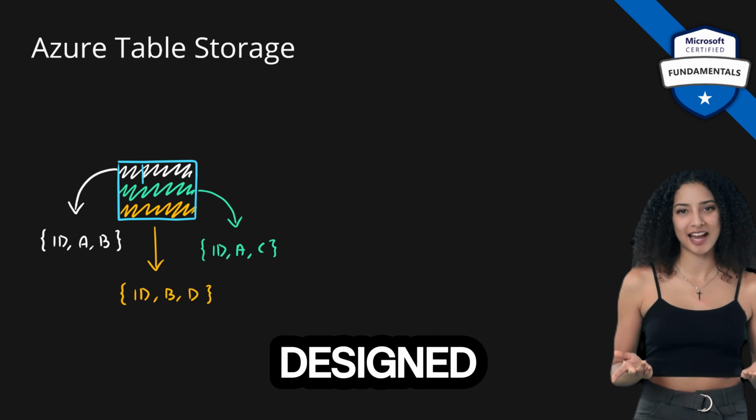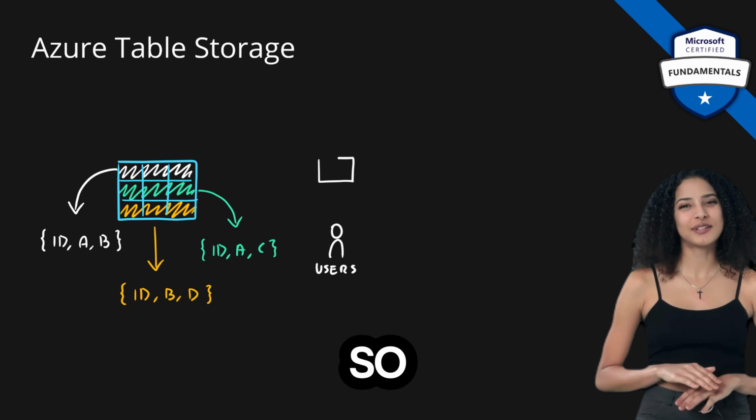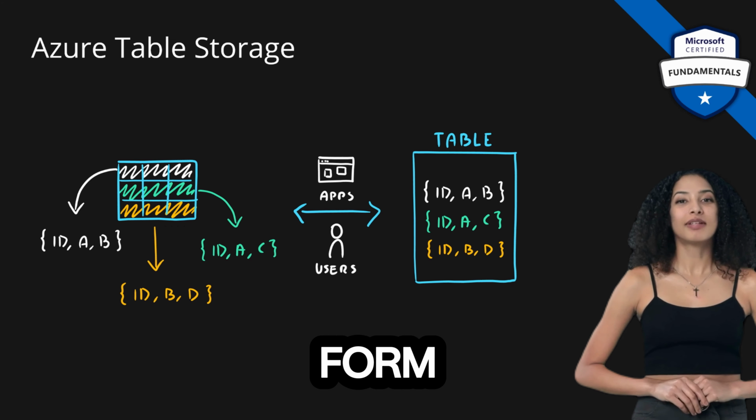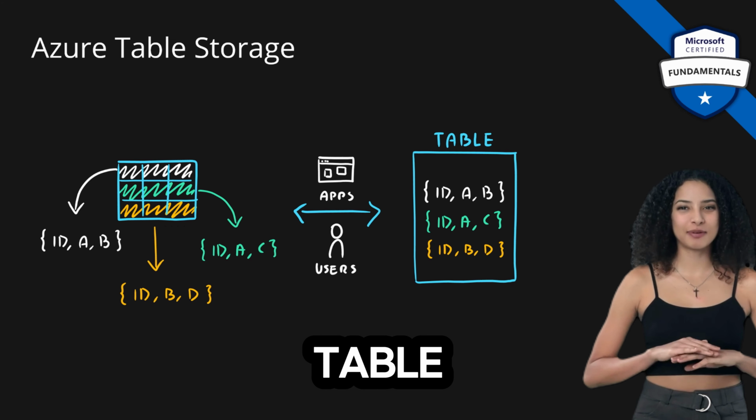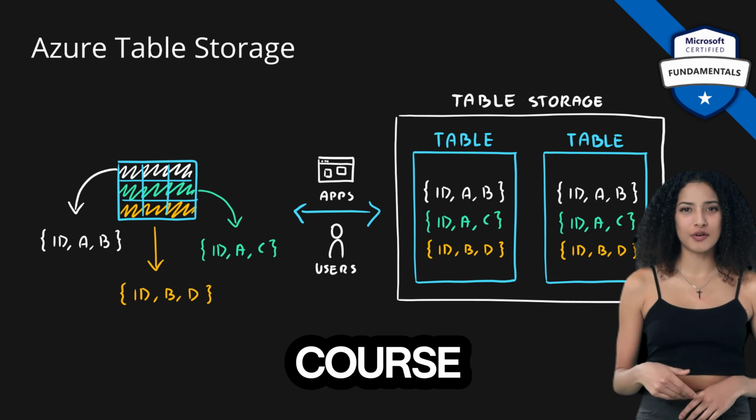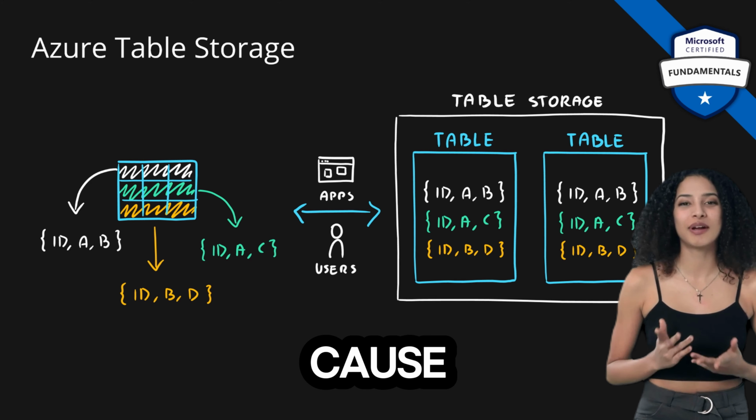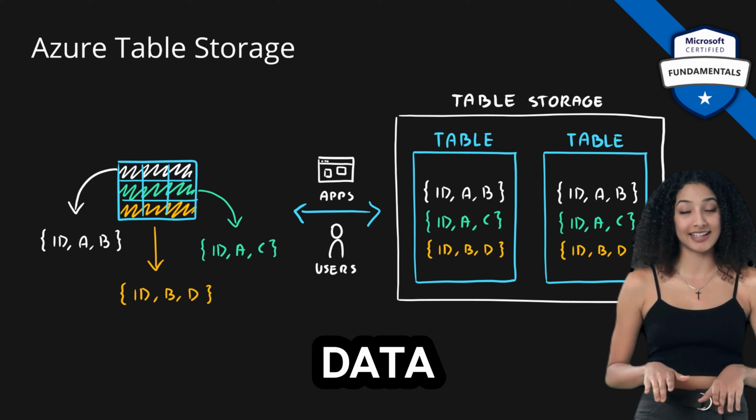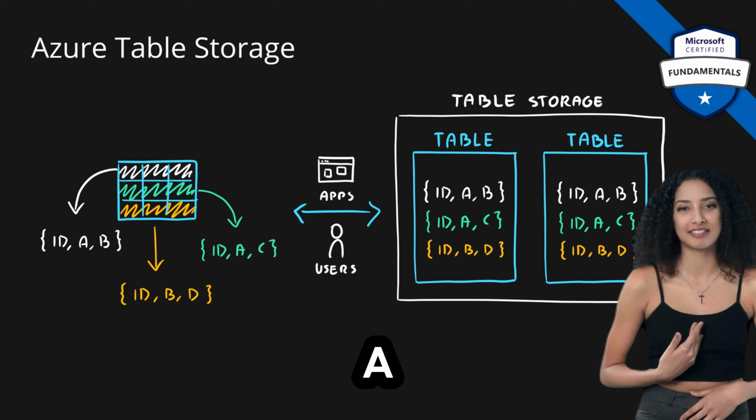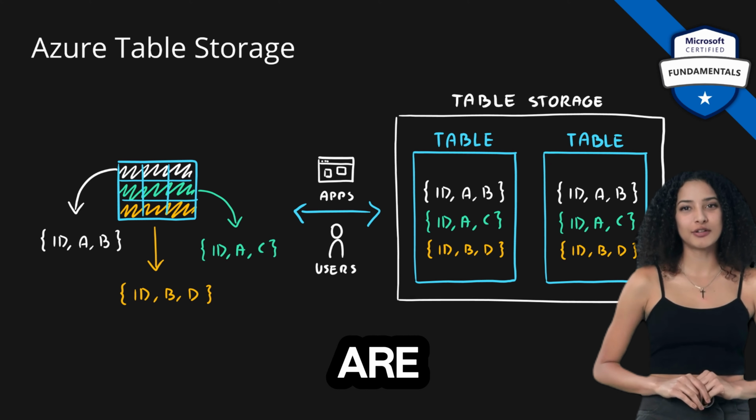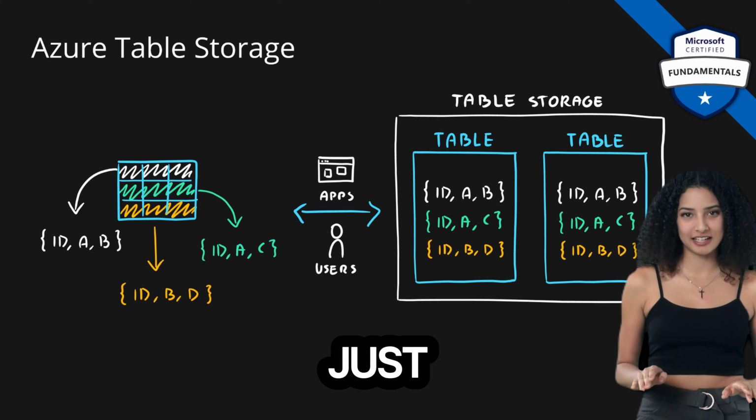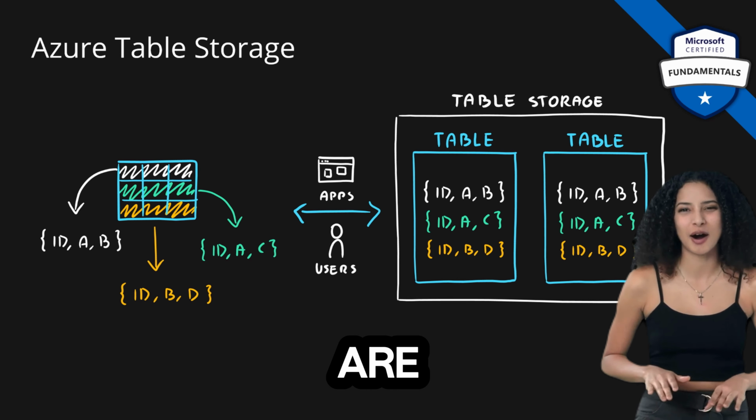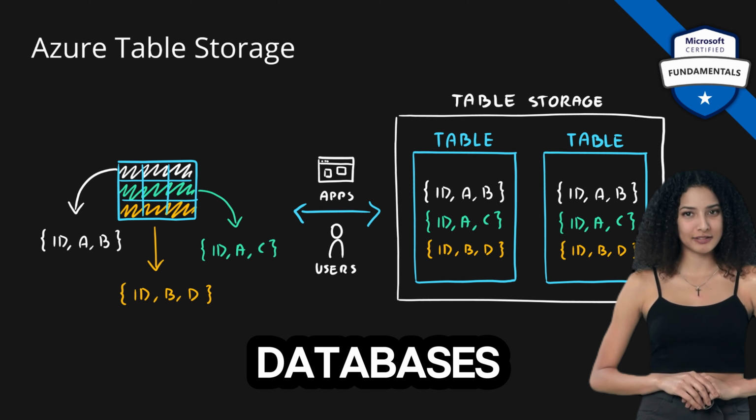This service was designed with semi-structured data in mind, so that both users and applications can put this semi-structured data into tables. And this table is part of table storage. Of course, you can have more than one table, because table storage is just like a database where you store multiple tables with your data. Just remember, this is a semi-structured database, so there are no joins, no schemas, just your data in a simple storage. These kinds of databases are also called NoSQL databases.